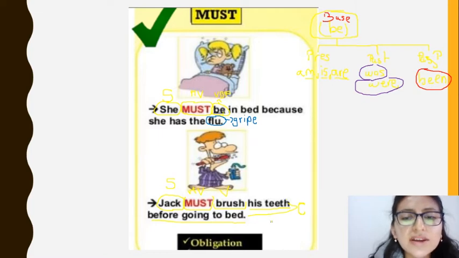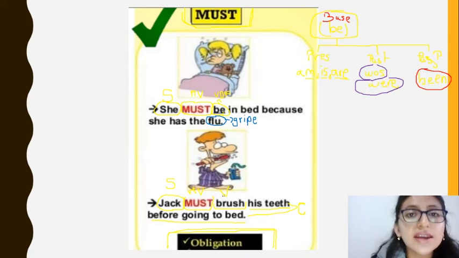Okay? Remember that when we have the positive form, must is an obligation. Cuando tenemos el must en su forma positiva es una obligación. Okay? Now we're going to see the negative form.